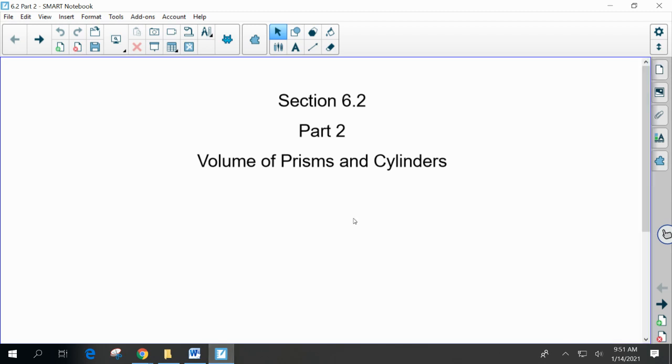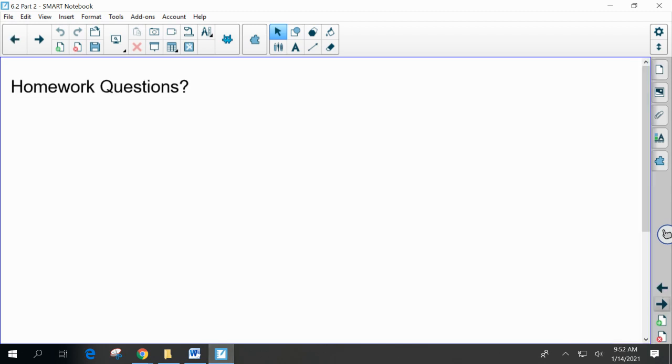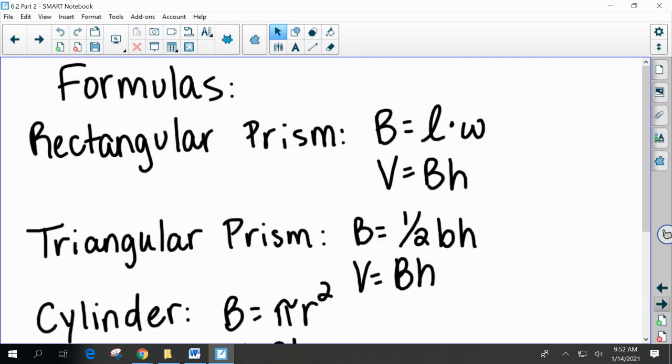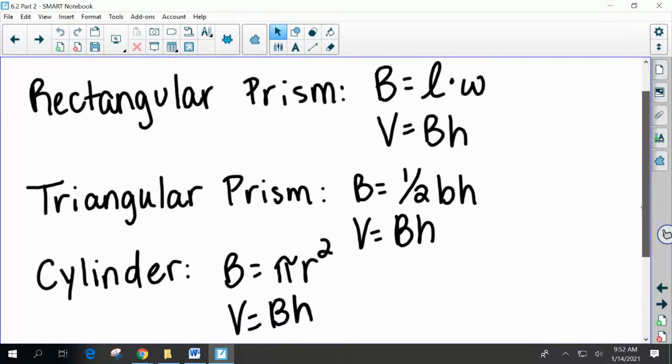All right, so we are still going to be working with the volume of prisms and cylinders. So formulas, you had these written down on your notes yesterday, but if you want to write them down on your paper somewhere at the bottom maybe, or if you want to dig out your notes from yesterday, that might be helpful. Because we will have to refer to these formulas over and over again, okay?